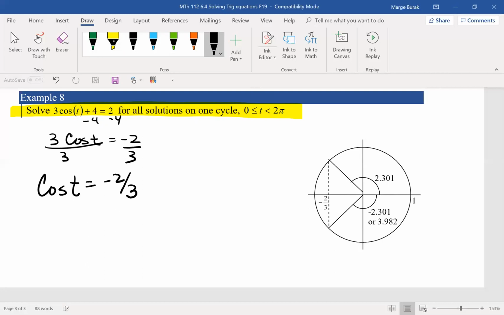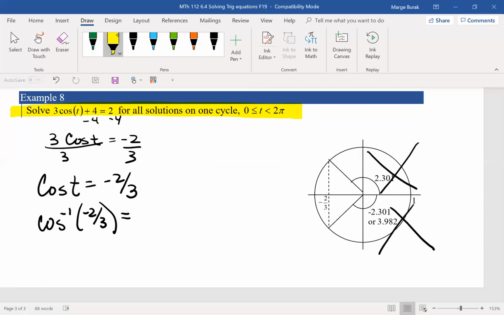All right, now the cosine is negative, so we don't want it here, we don't want it here. We're going to be looking at quadrants 2 and 3. So let's do cosine inverse of -2/3. And so we're in radians. So second cosine of -2/3 gives us 2.301. So looks like the textbook's good there. So we get 2.301. Now we also know that's this angle right here.